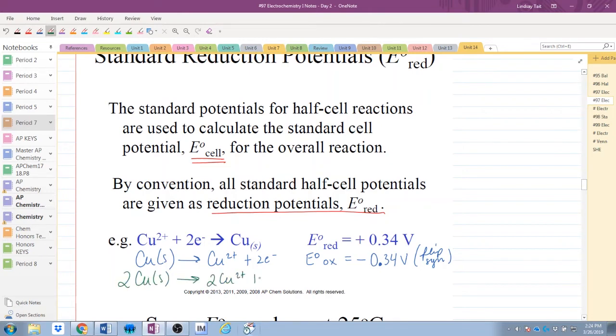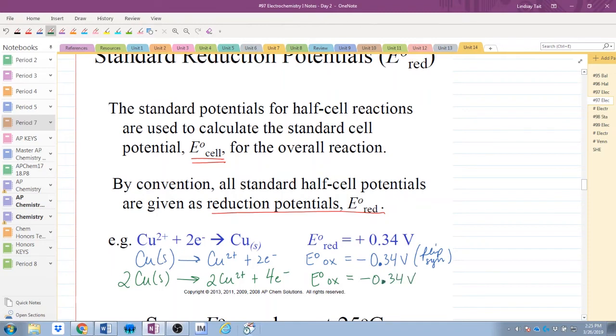2 solid copper atoms yields 2 copper 2 plus ions and 4 electrons. Okay, first thing, that's still an oxidation. We're losing electrons as products. But my oxidation potential is still a negative 0.34. Why is that?